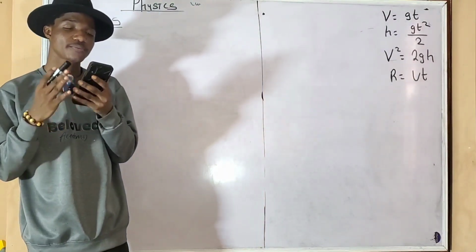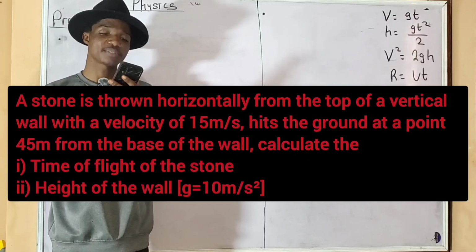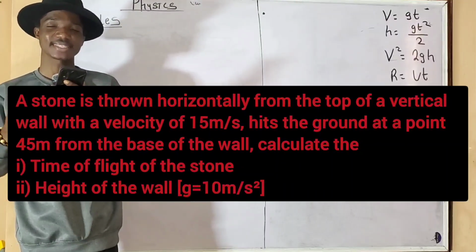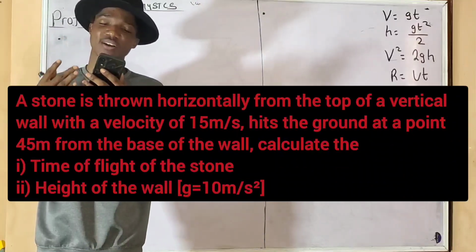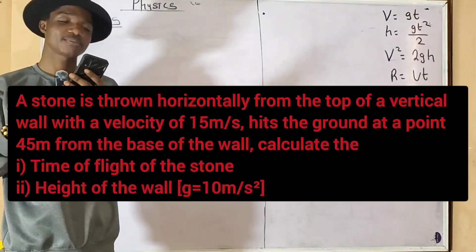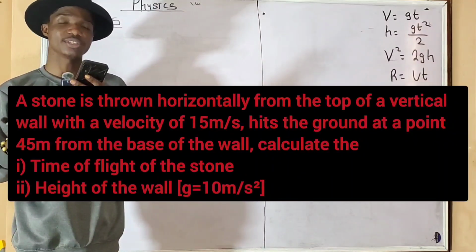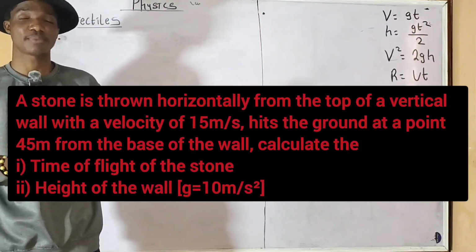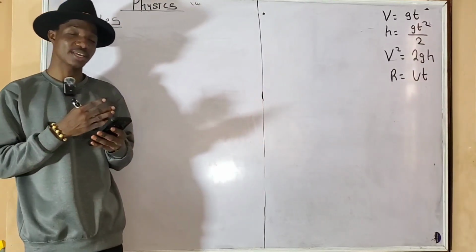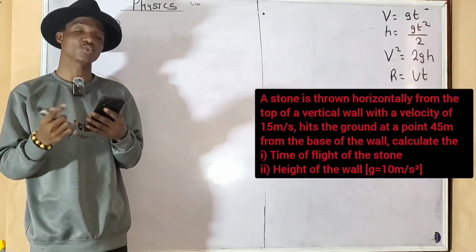A stone thrown horizontally from the top of a vertical wall with a velocity of 15 meters per second hits the horizontal ground at a point 45 meters from the base of the wall. Calculate the time of flight of the stone and the height of the wall, where g equals 10 meters per second squared. Okay, I want you to do something. Attempt this question. Okay, pause the video, attempt the question. When you are done, then play the video to watch the solution.